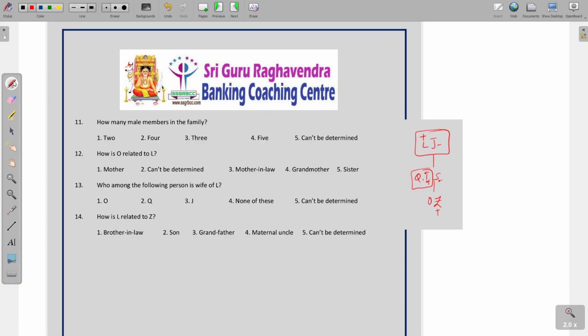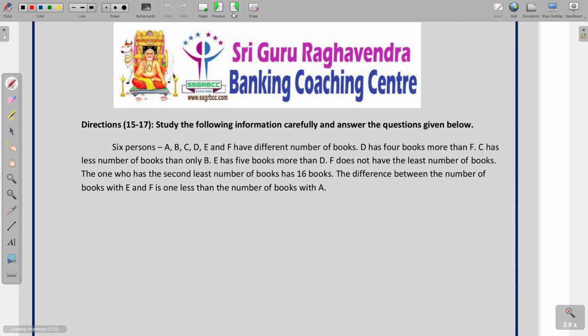See the first one. How many male members in the family? We don't know the gender of O, so cannot be determined. How is O related to L? O is related to L as either granddaughter or grandson, so cannot be determined. Who among the following persons is wife of L? J. How is L related to Z? L is grandfather of Z. Next, let us move on to the next one.